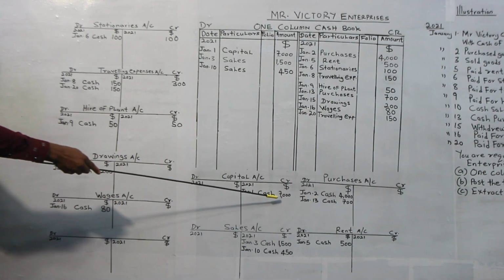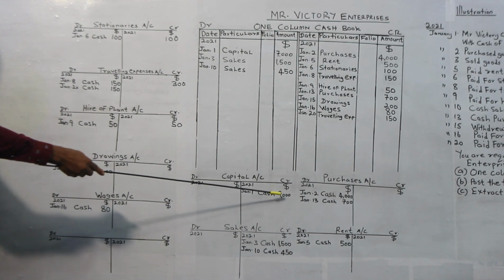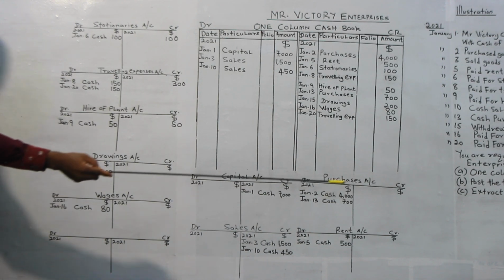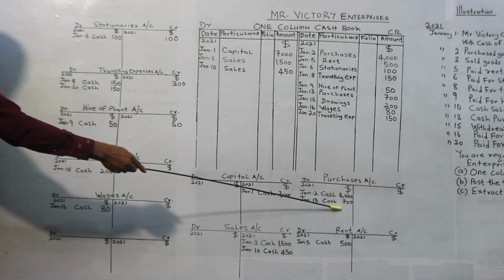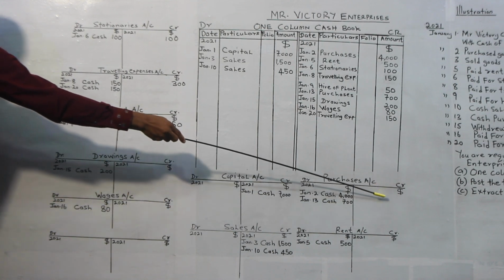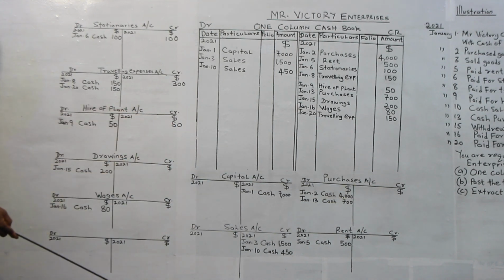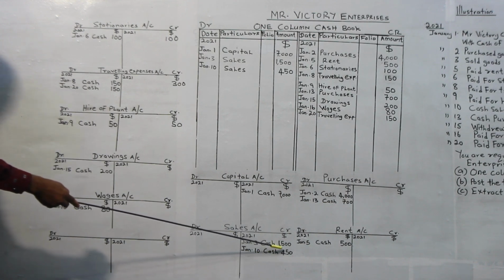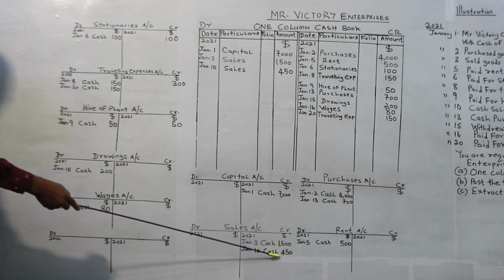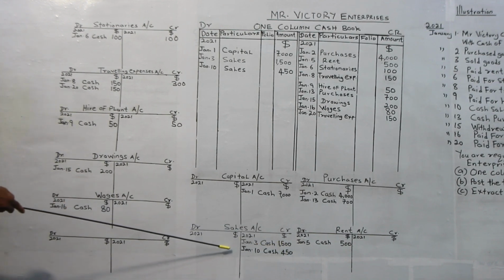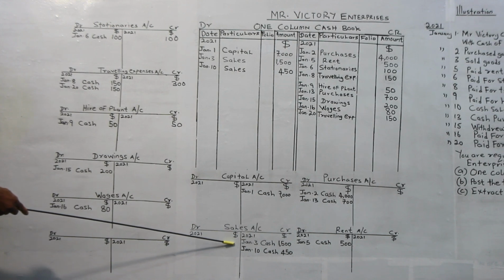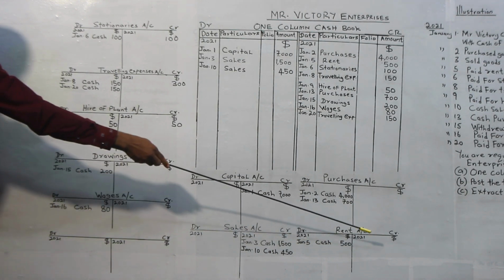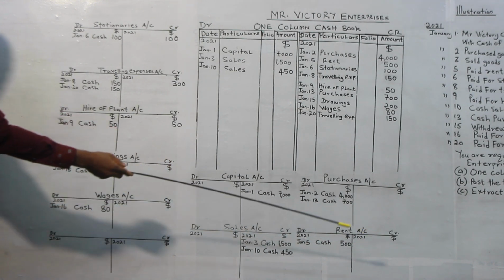80, we make it to be 80. This one is 7,000 on the credit side. We place 7,000 on the debit side. This one is a total of 4,700 on the debit. We place 4,700 on the credit side. This account is 450 plus 1,500, which is 1,950. So we write 1,950 on the debit side. The rent account is 500, so we place 500 on the credit side.